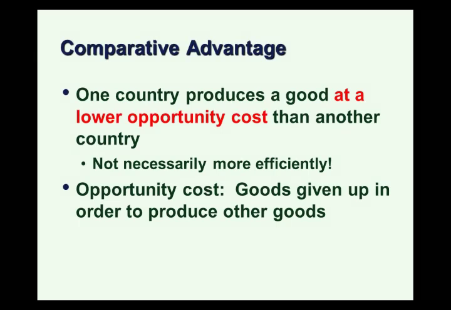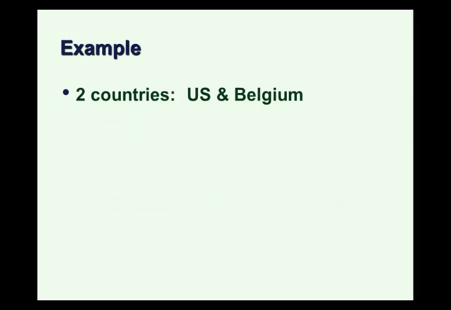Now, a reminder that opportunity cost refers to goods that are given up in order to produce the other goods. So when you're producing a good at a lower opportunity cost, it means that you're not giving up as much as other countries do in order to produce that good. This is easier to see with an example.